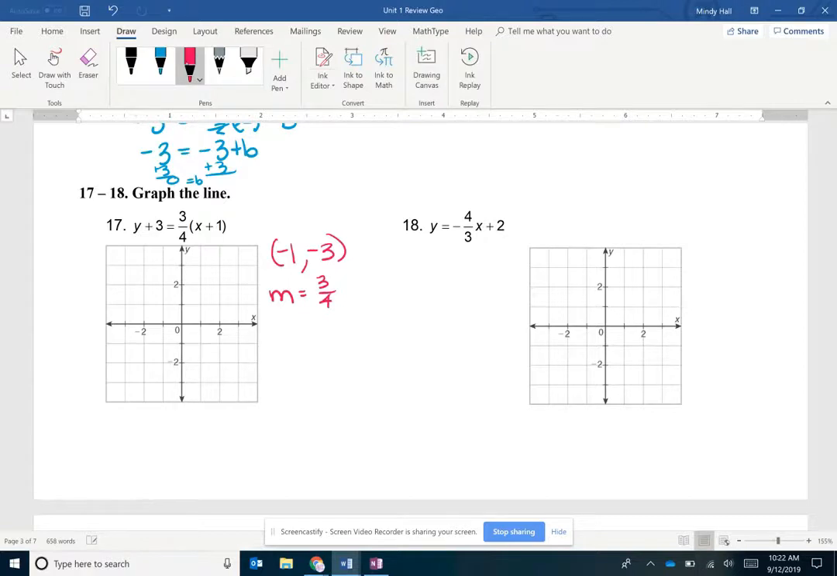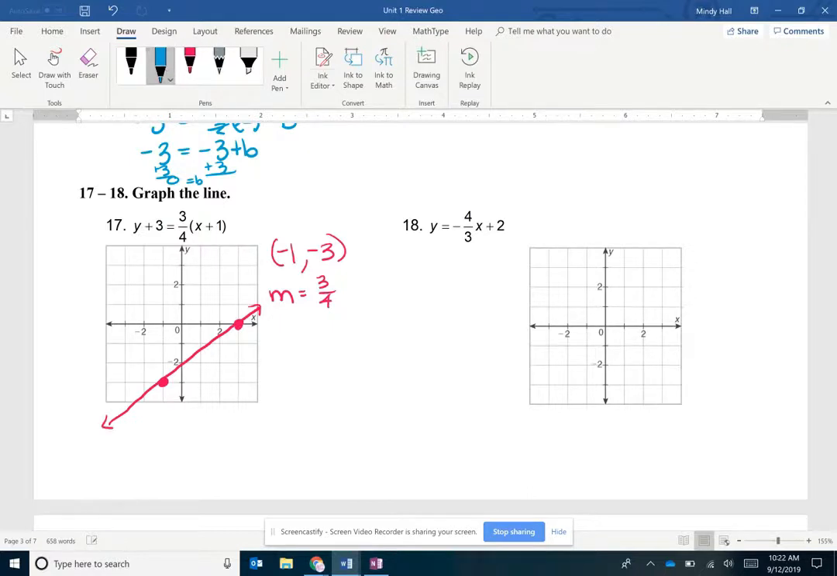So then I plot the point, negative 1, negative 3. And then I count rise over run. Rise up 3, 1, 2, 3, and run 4, 1, 2, 3, 4. And then you connect your dots.